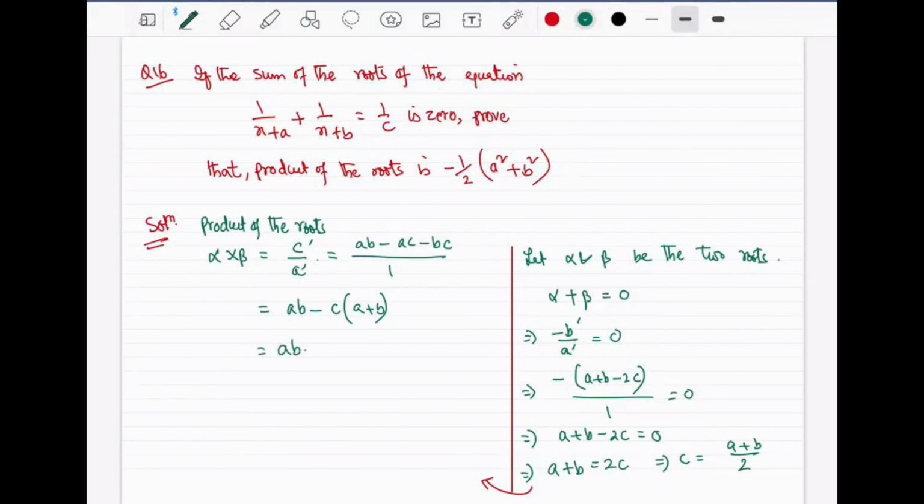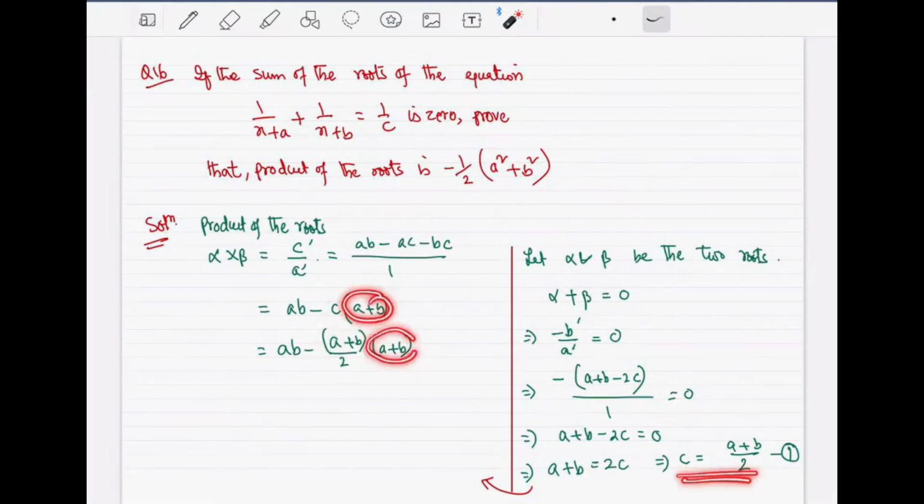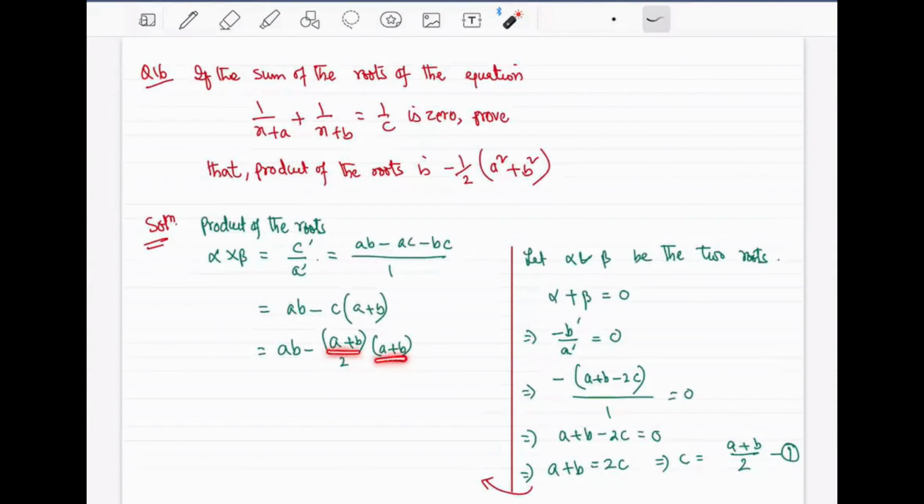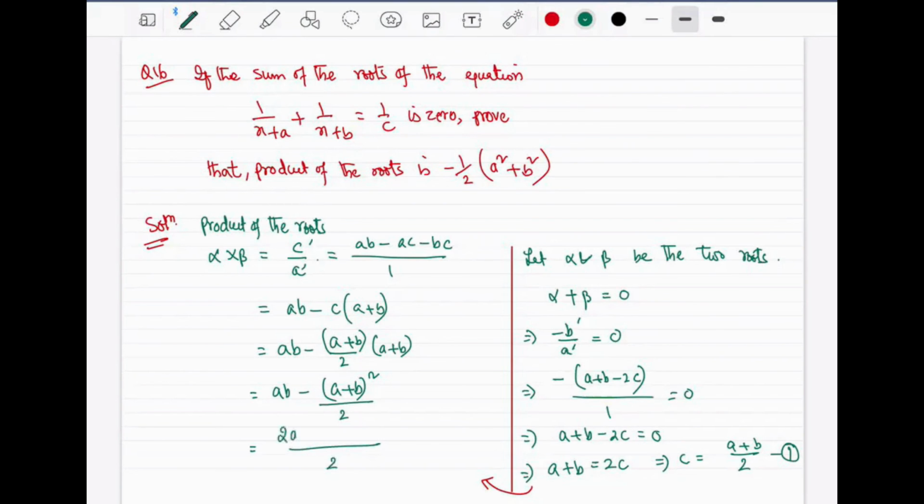So AB minus, instead of C, from this here, let's put that as equation number 1. You put the value of C from equation 1. So we are putting A plus B by 2, and there is an A plus B already. This part is coming from here. This part is already there. Since these two are the same, I can write A plus B whole square. So AB minus A plus B whole square by 2. If I combine the denominator, we will have twice AB minus A plus B whole square.